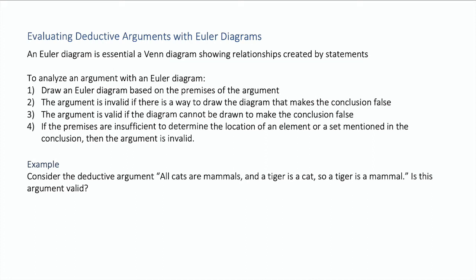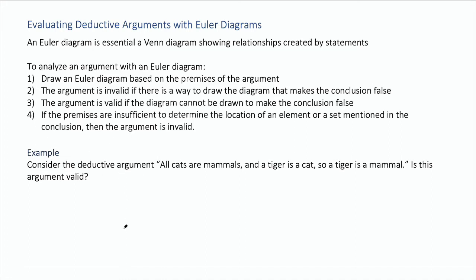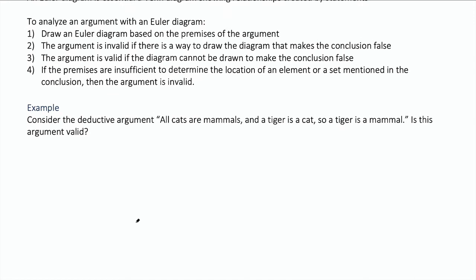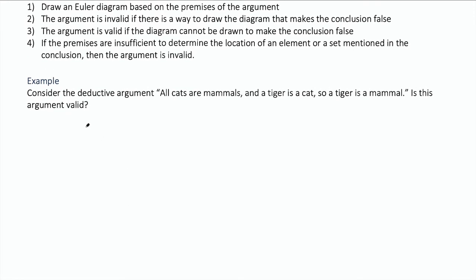by following those premises, but drawing the conclusion in a way where it doesn't quite line up. Okay. Now that's difficult to understand just with this random statement. So what we're going to do is look at an example. Consider the deductive argument: all cats are mammals and a tiger is a cat, so a tiger is a mammal.